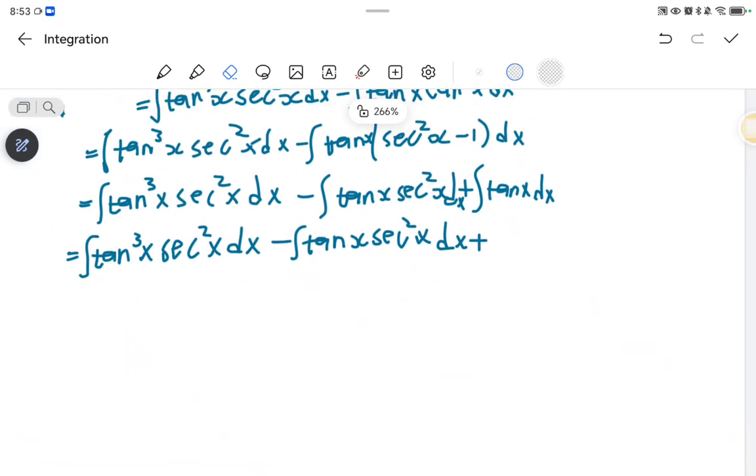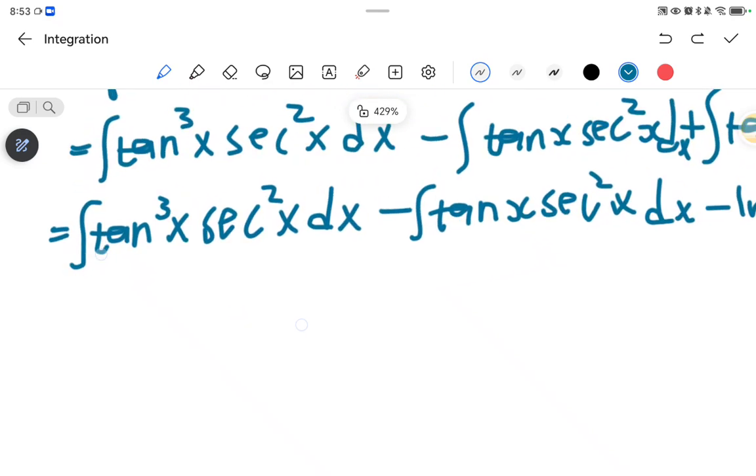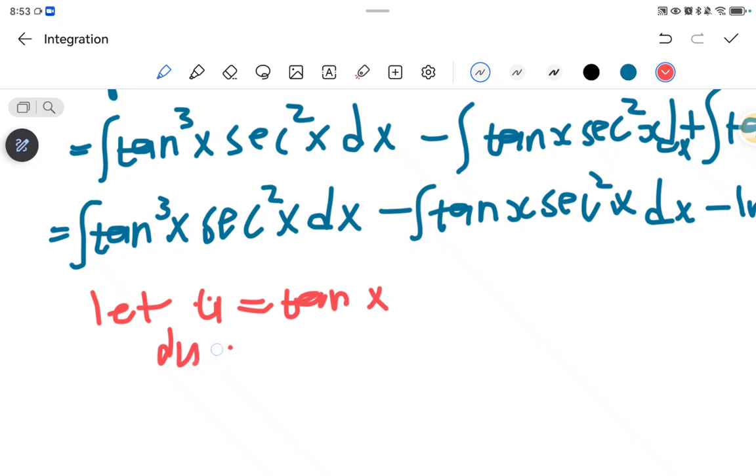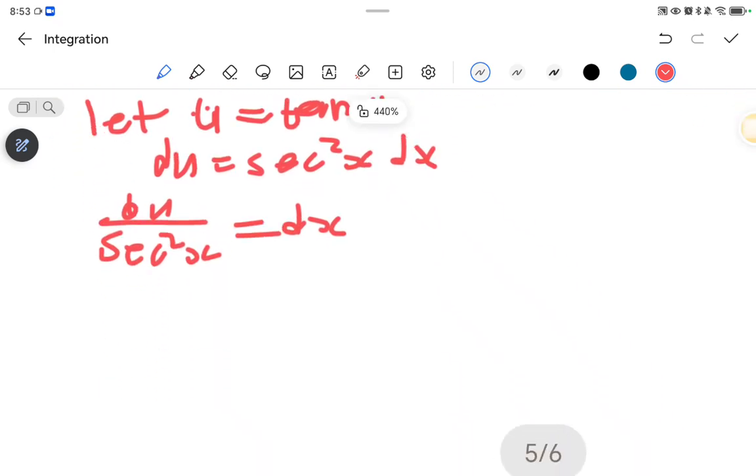So we know that the integral of this... I can't add c because we still have integrals this side. So to work with the other integrals, I'm just going to let u be equal to tan x. When I differentiate this, I get sec squared x dx, which would mean that du over sec squared x is equal to dx. You see, right?